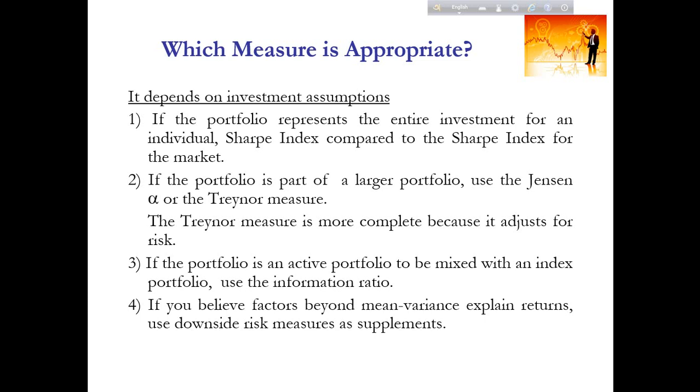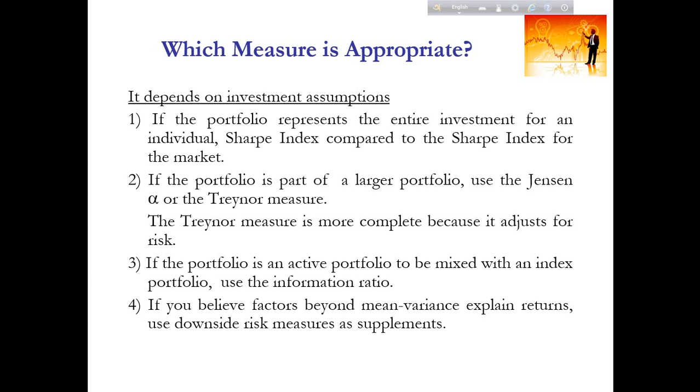When we are evaluating an active portfolio, we want to trade off the benefit versus the detriments of active management. And the one measure that does is the information ratio. So we use the information ratio to evaluate the performance of an active manager.